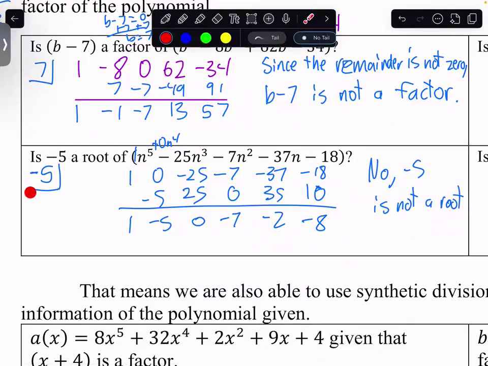Okay, so technically what we were doing here was we were evaluating the x value of -5, and we found that the y value at -5 was -8, right? So the y value has to be 0 for it to be a root. Yeah, so the point -5, -8 would be on the graph, but that's not a root.